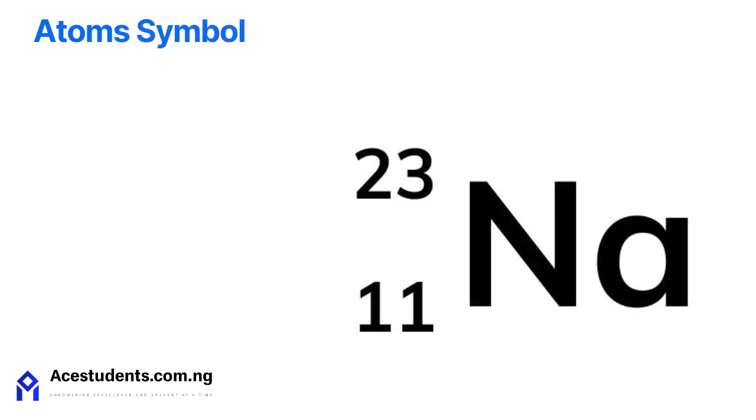Each element is represented by a symbol. The atomic number is written at the bottom left of the symbol. The mass number is written at the top left. For example, sodium is written with mass number 23 and atomic number 11.